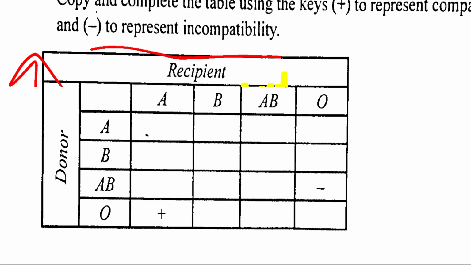Similarly, a person who has blood type AB can receive blood from somebody who has blood type A, blood type B, blood type AB, and blood type O. Another term is associated with this phenomenon, and that term is universal recipient. Meaning, somebody who has blood type AB can receive blood from somebody who has blood type A, blood type B, blood type AB, and blood type O.